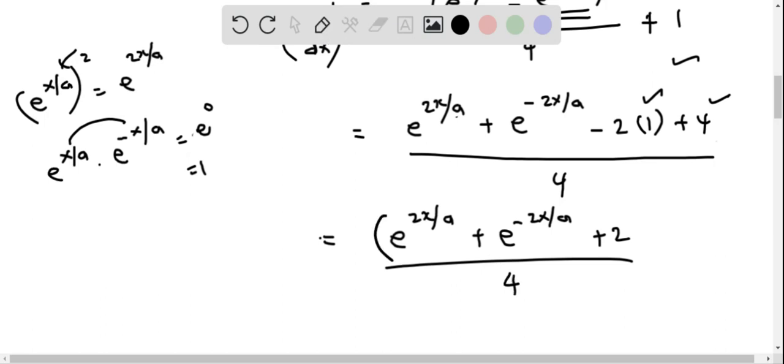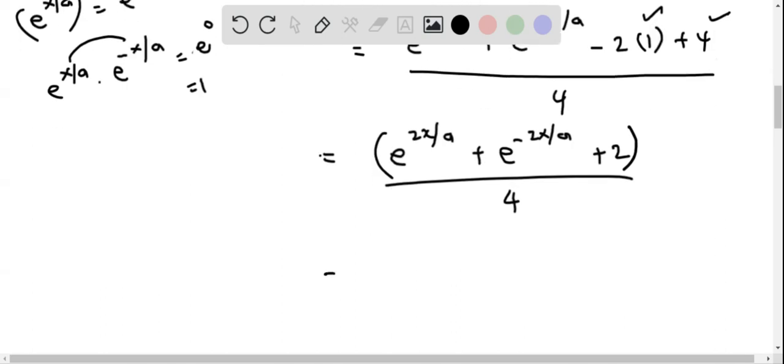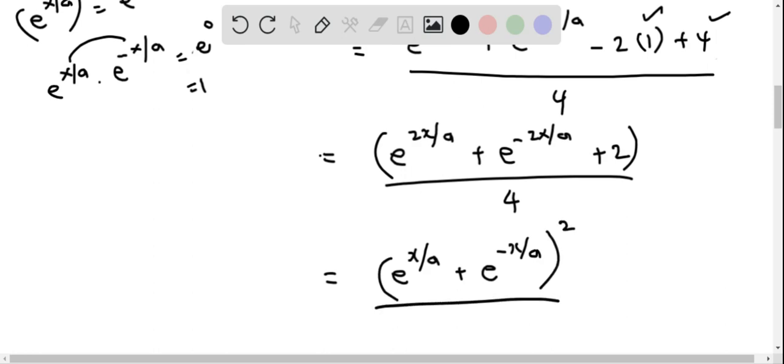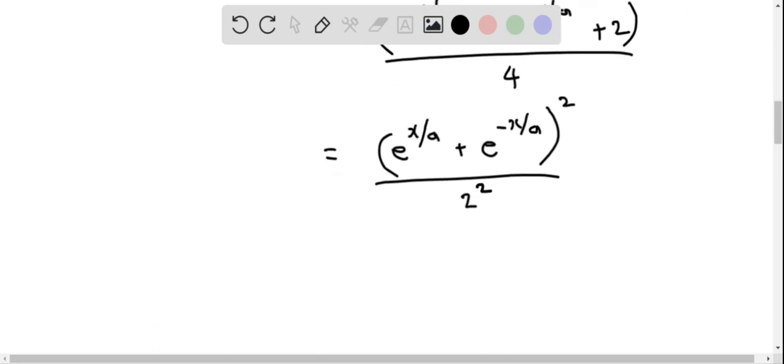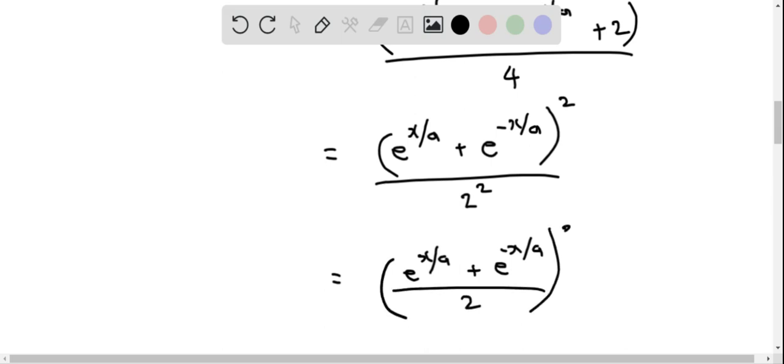In fact, this numerator term can be written in square form like this. That is, e raised to the power of x by a plus e raised to the power of negative x by a, quantity squared, divided by 4, can be written as 2 squared. Now this can be written in another simple form as e raised to the power of x by a plus e raised to the power of negative x by a, over 2, quantity squared.